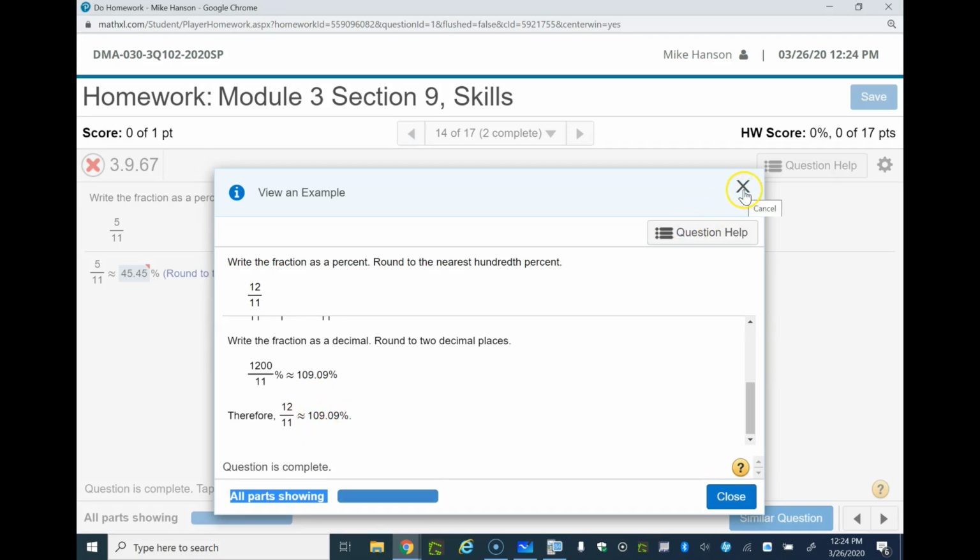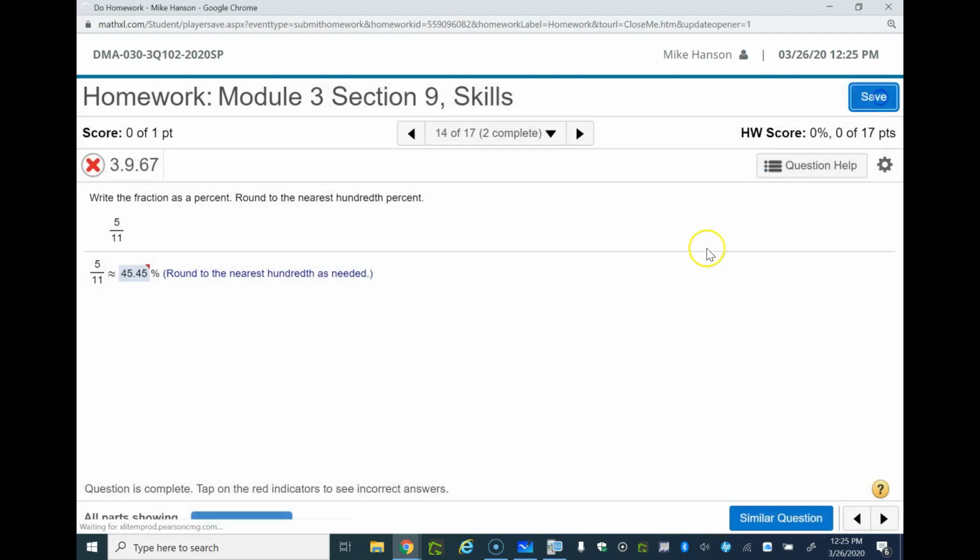So this should take you through section 9. It's again just changing from a percent to a decimal, or a decimal to a percent, or fractions to a percent. And remember, just understanding when to divide by 100 and when to multiply by 100. Now we're going to move to section 10.